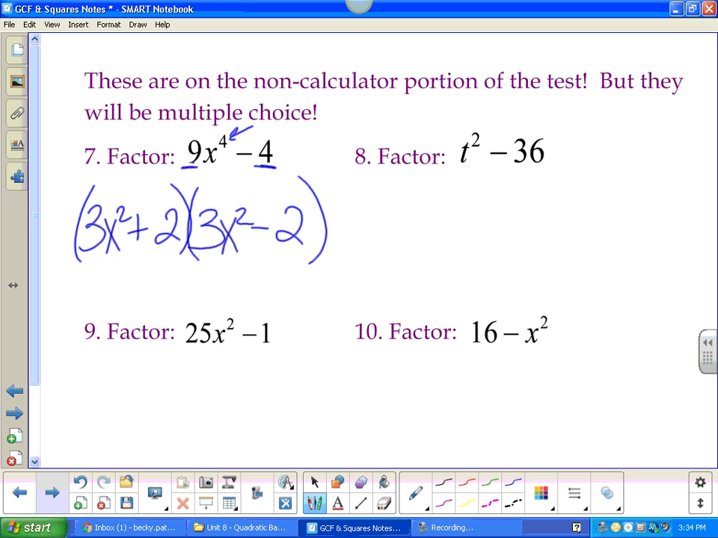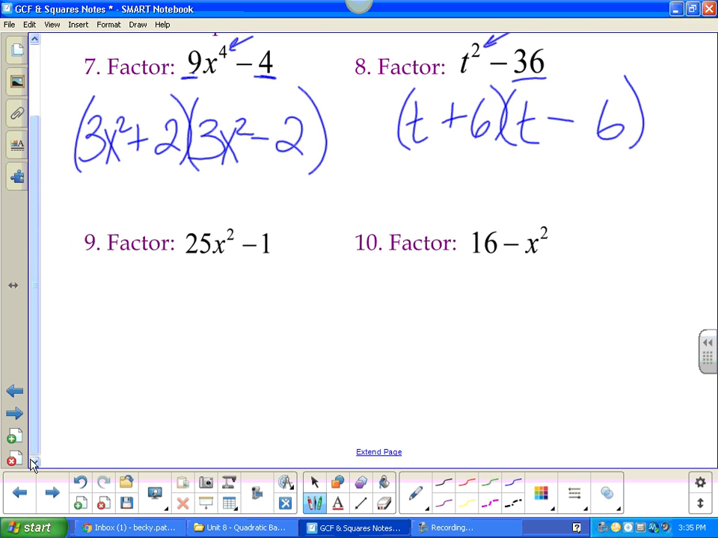Minus sign, 36 is a square, and my power is even. 2 parentheses. Knock it in half. 36 is 6 times 6. 1 plus, 1 minus. Always, always 1 plus, 1 minus. Number 9, 2 terms, minus sign. 25 and 1 are both squares, and my power's even. First is going to be a 5 and an x, a 5 and an x, and 1's a square because it's 1 times 1. 1 plus, 1 minus.